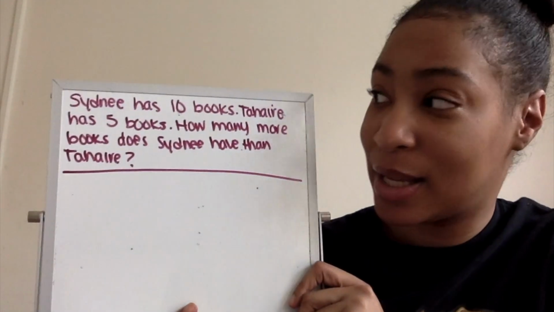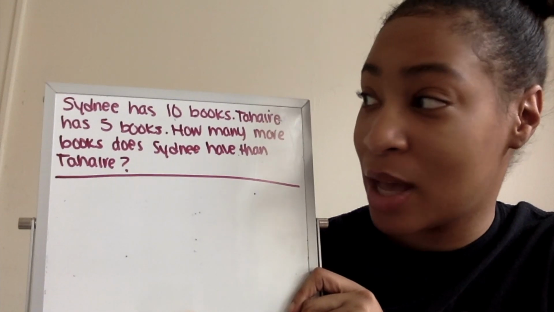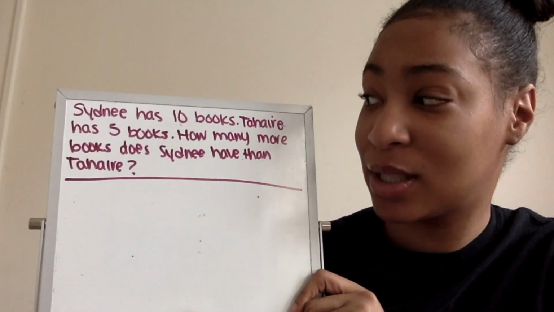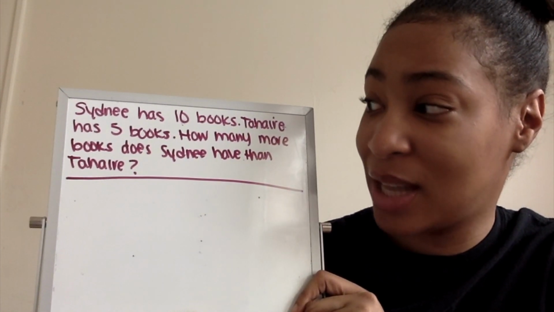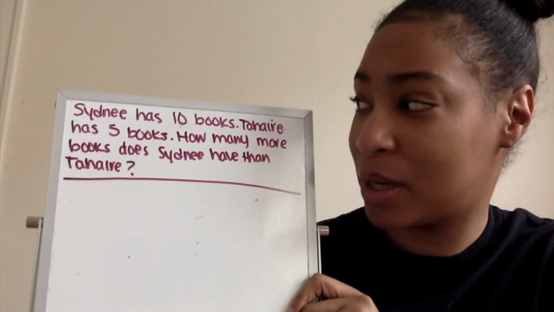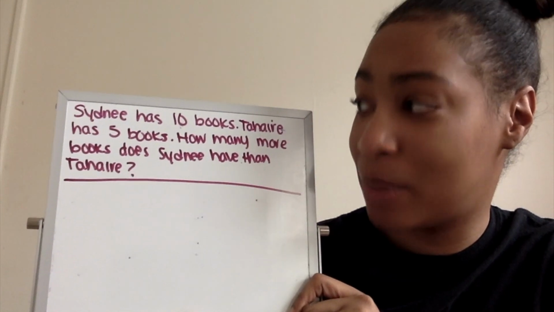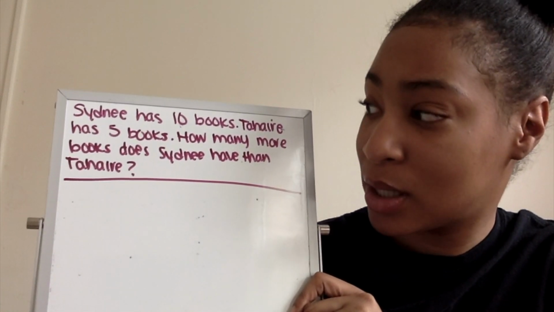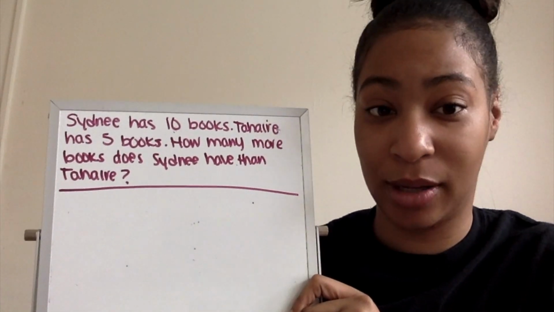So the problem says, Sydney has 10 books. Tahari has 5 books. How many more books does Sydney have than Tahari? Sydney has 10 books. Tahari has 5 books. How many more books does Sydney have than Tahari?